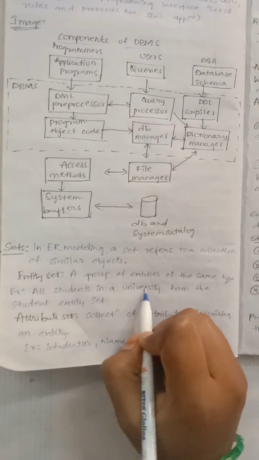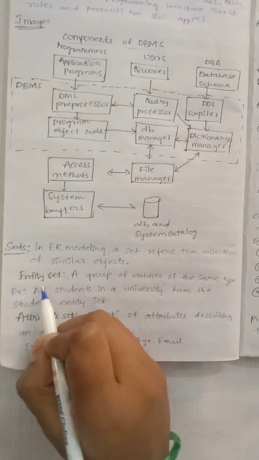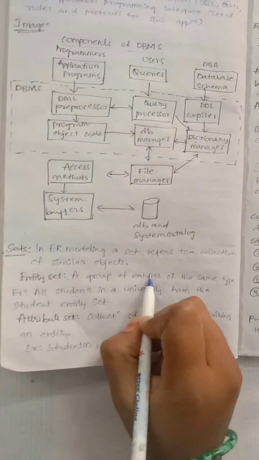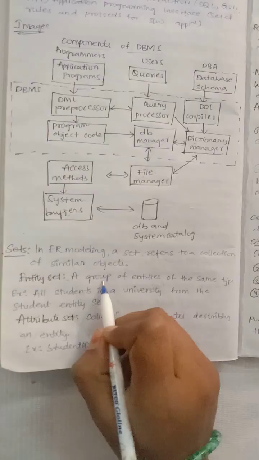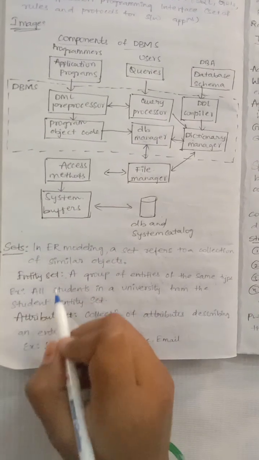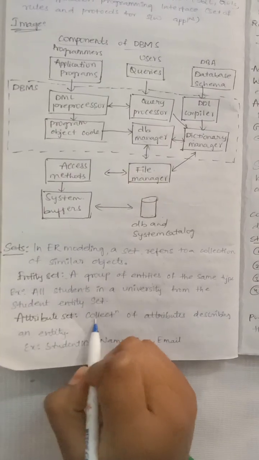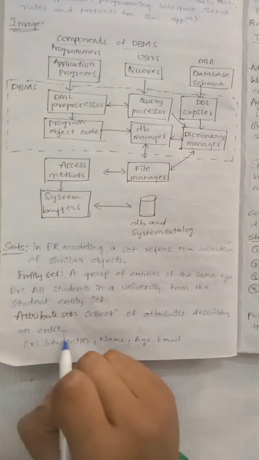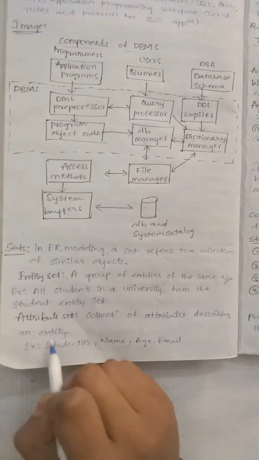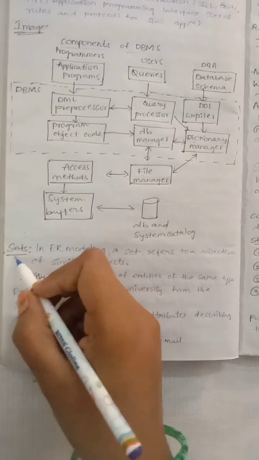All students in a university from the student entity set is known as a group of entities. These groups of entities of the same type are known as an entity set with some attributes. Attributes are nothing but properties. A collection of properties describing an entity is known as an attribute set. These are the two concepts included in sets.